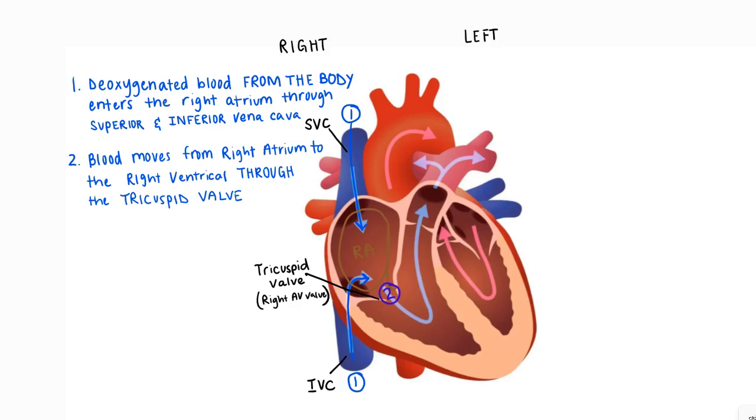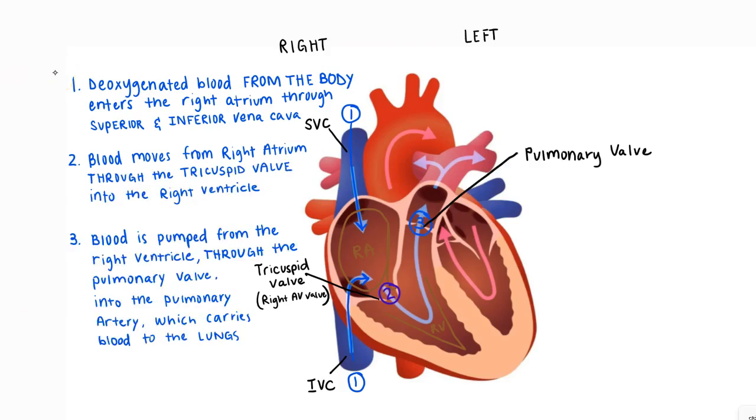Step number 2, that blood exits the right atrium and moves into the right ventricle by passing through the tricuspid valve. Tricuspid valve is also the right atrioventricular valve because it's the valve in between the right atrium and right ventricle. So now the blood is in the right ventricle, which is shaped like a V. And that brings us to step 3.